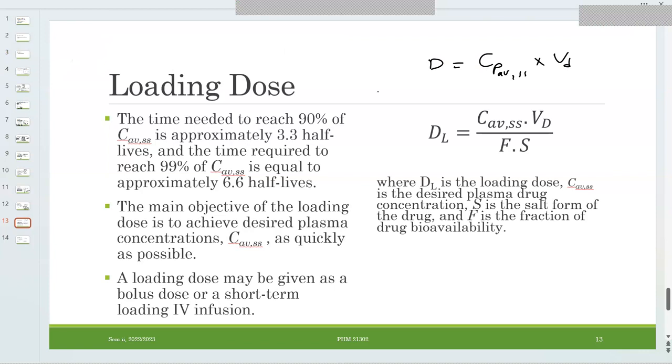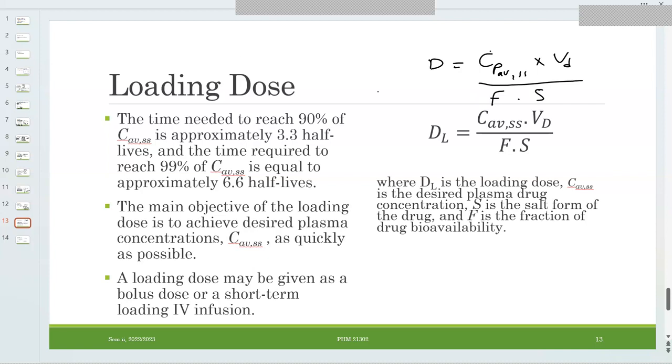However, this dose will not reach 100% to the circulation, so we have to divide by F. And it depends: if you are giving the parent drug, then nothing else in the equation, but if you are giving a salt, then you have to divide by the salt fraction also.